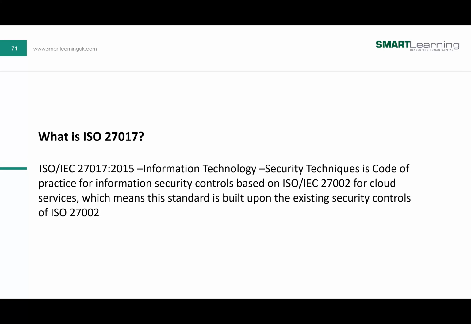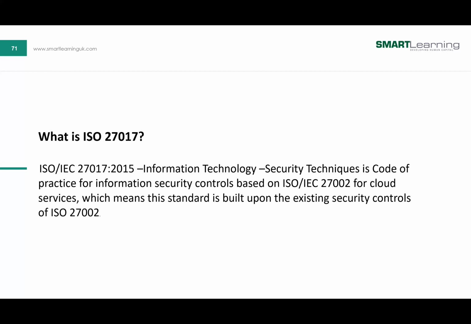Now, what is 27017? The current version is the 2015 version, and by title it is called the Information Technology Security Techniques. In essence, it is a code of practice. For those of us who may have done some work in ISO 27001, you know we have two documents that go hand in hand when implementing 27001 or even auditing it in the suite of standards, which we call the 27000 family.